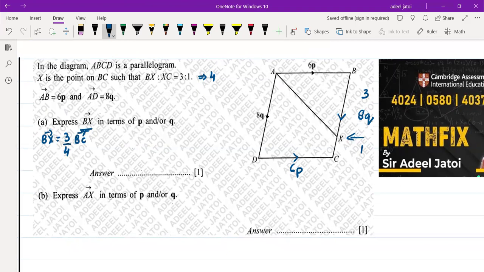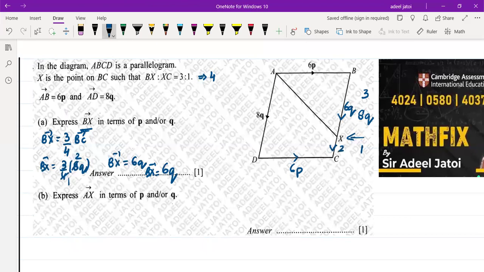And the entire line BC is 8Q. So BX is equal to 3 upon 4 of what? 8Q. 8 ones are 8, 8 twos are 16, that means we end up having what? 6Q. So BX vector is 6Q. So if this is 6Q, then automatically this will be what? 2Q. This will be 2Q.